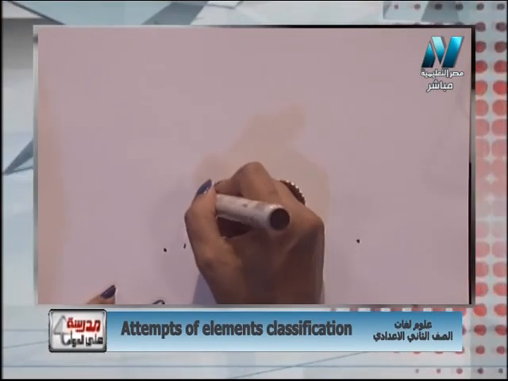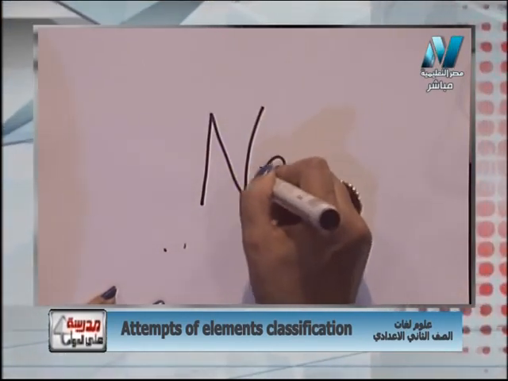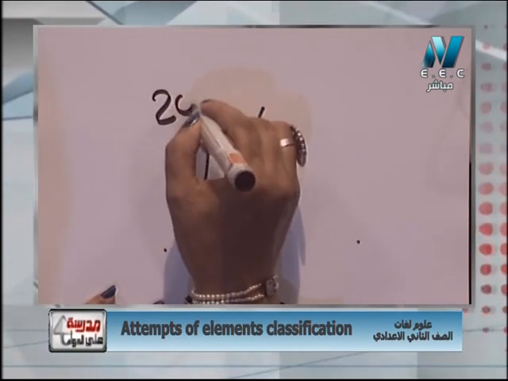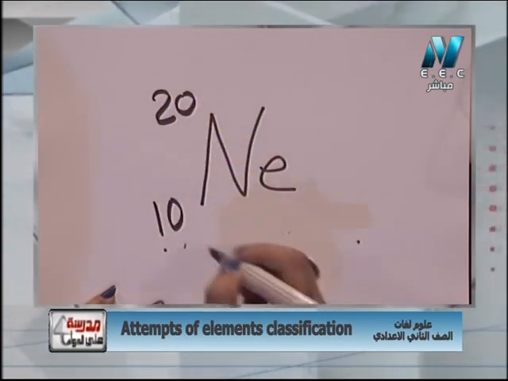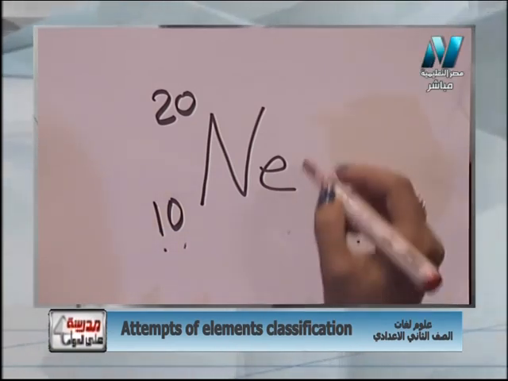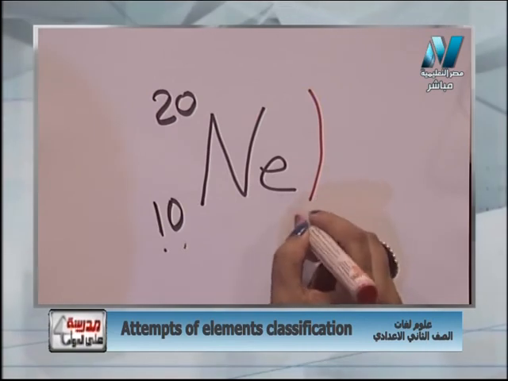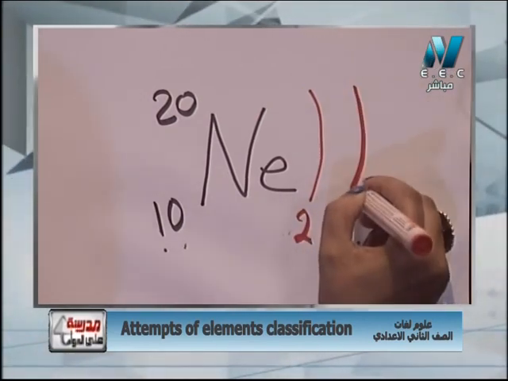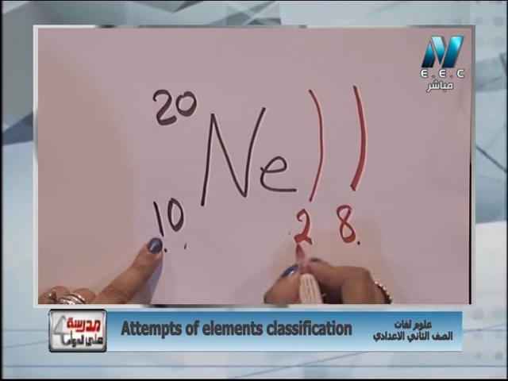We have neon, Ne. The mass number is 20 and the atomic number is 10. Okay, let's make the configuration. The first energy level contains 2, and the second? 8. 2 plus 8 is 10.